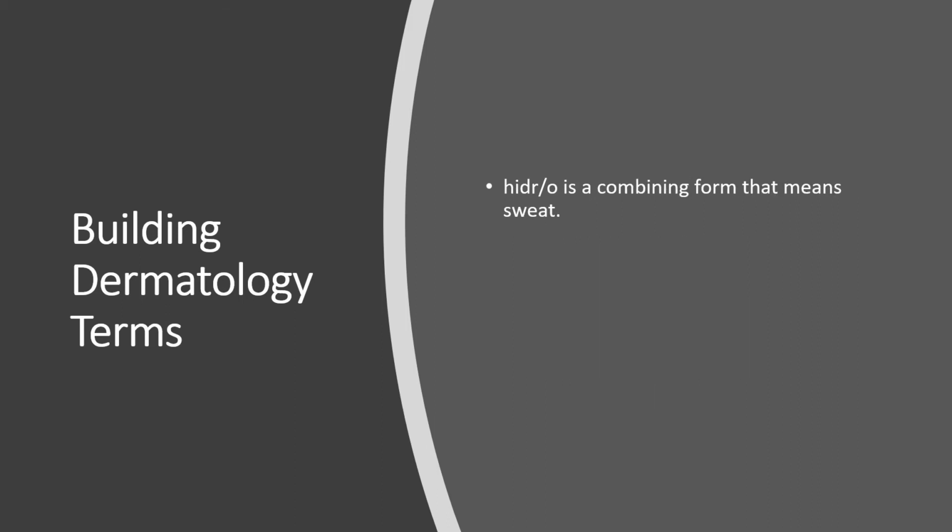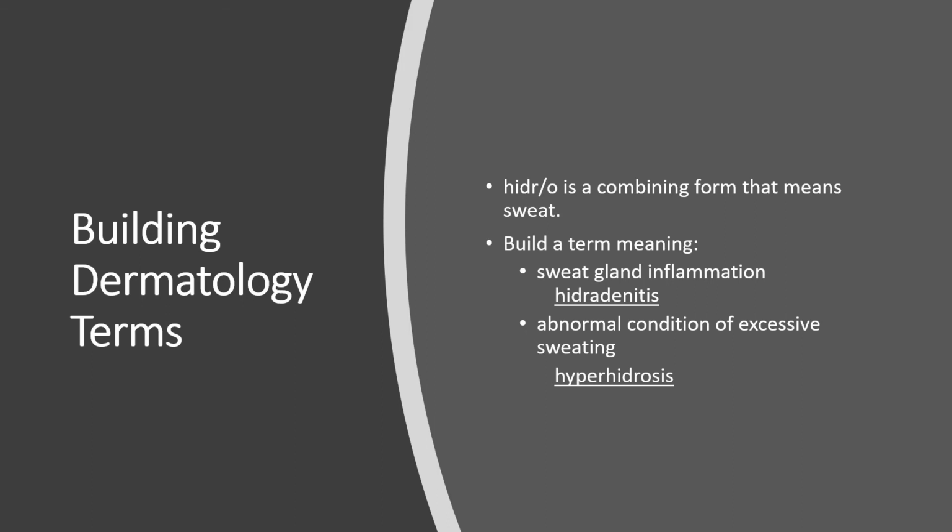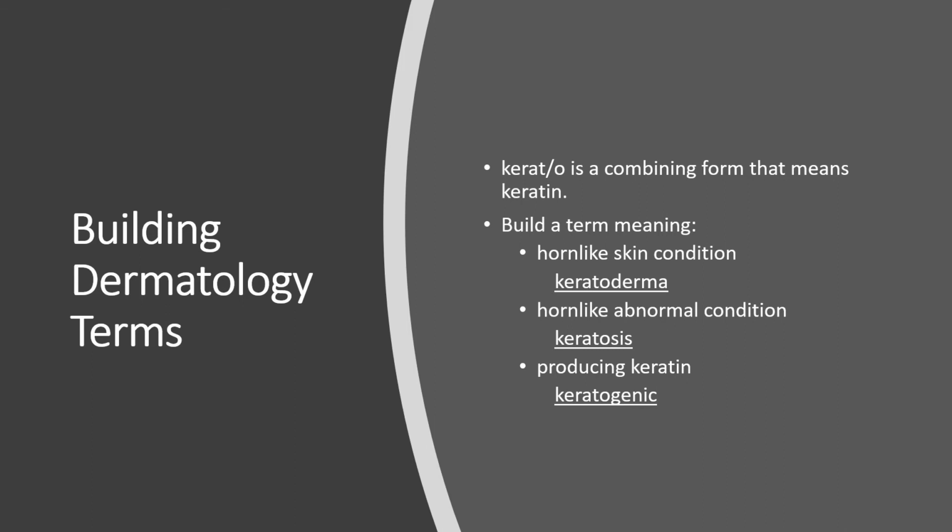Hydro is a combining form that means sweat. Sweat gland inflammation would be hidradenitis. An abnormal condition of excessive sweating would be hyperhidrosis. Kerat or kerato is a combining form that means keratin. If you're going to build a term that means horn-like skin condition, that would be keratoderma. Horn-like abnormal condition would be keratosis. And something that is producing keratin is keratogenic.